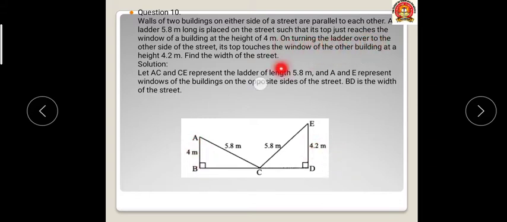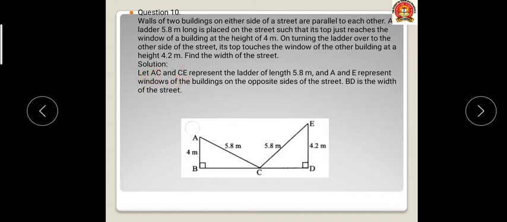Now on turning the ladder over to the other side of the street, its top just touches the window of the building at a height of 4.2 meters. In the other building it touches at a height of 4.2 meters, and therefore ED is equal to 4.2 meters. Now find the width of the street. We have to find out BC and CD. Very simple.